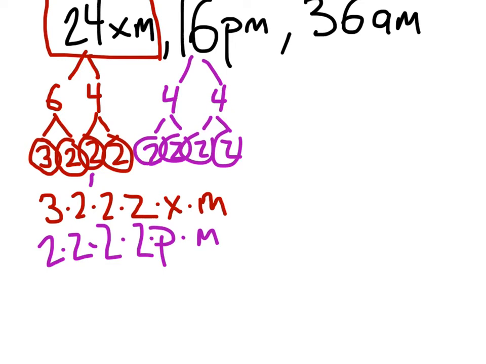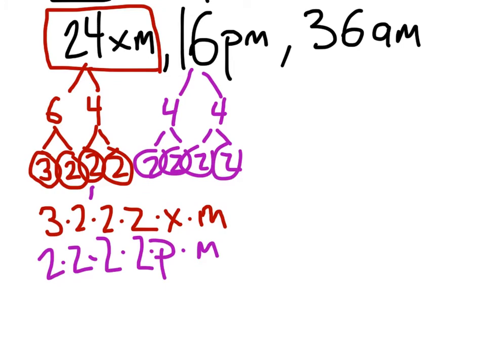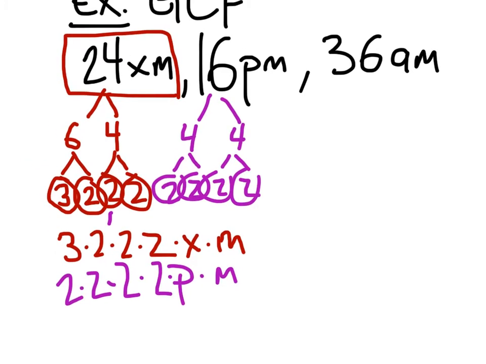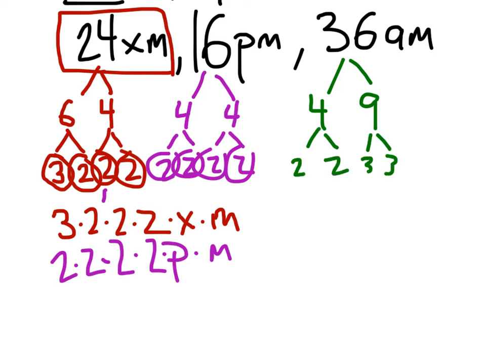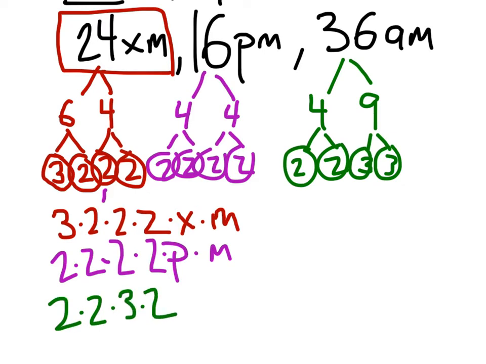All right, so in this problem, we've got this 36AM. Well, the A and the M are good, but 36 we should probably split up. So 36, 4 and 9 is good. Could use 6 and 6 as well. It's all the same. 2, 2, 3, 3. Hey, that's nifty. Yeah. All right. So we're going to write these down here. 2 times 2 times 3 times 3 times A times M. That was a good recovery. Thank you.